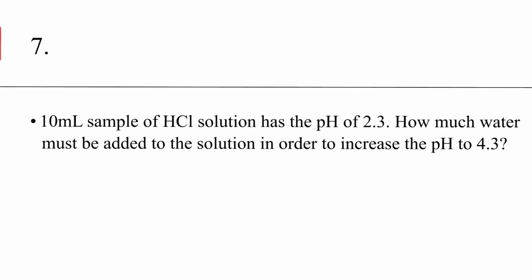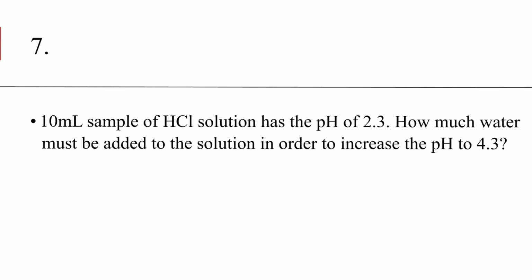Okay, cool. So you have a 10 ml sample of HCl. Solution has a pH of 2.3. How much water must be added to the solution in order to increase the pH by 4.3?